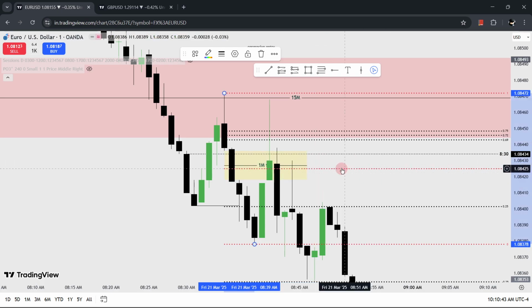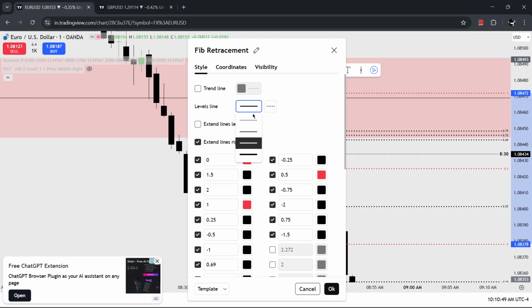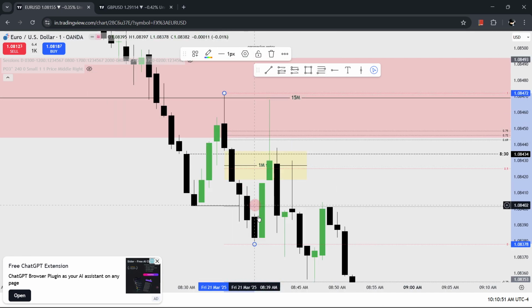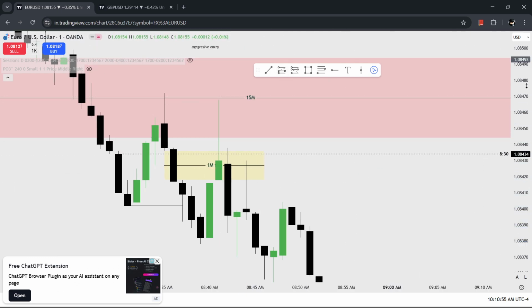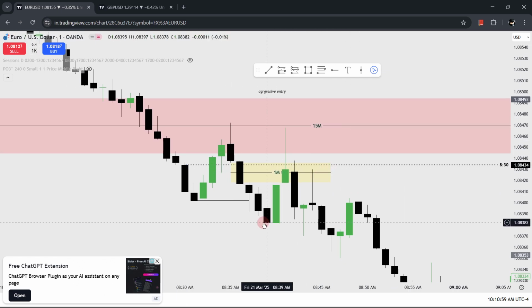1 minute fair value gap. Fine. I'm just removing this, the Fibonacci displacement measuring. Just removing. Okay. Now it's going to be our entry. Okay. The price went up. What do we do? Do we directly take an entry here?